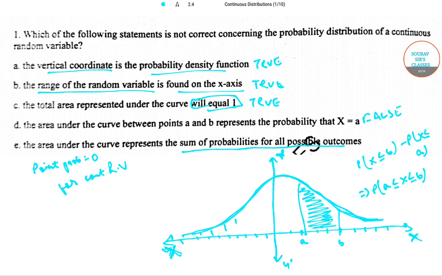Option E is, the area under the curve represents the sum of probabilities for all possible outcomes. Well, that's what I said. Previously I have been saying that the area is the probability that x is greater than or equal to a and less than or equal to b. Say if we take the point A and another arbitrary point C, then this represents the probability a less than or equal to x less than or equal to c. So option E is true. Thus option D is the correct answer, since this only gives us false.